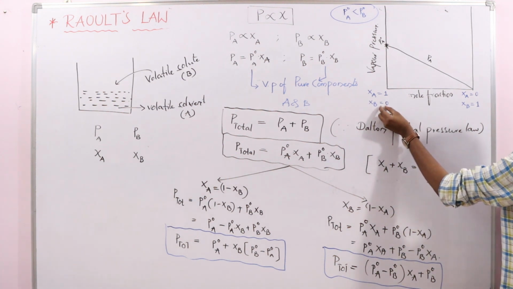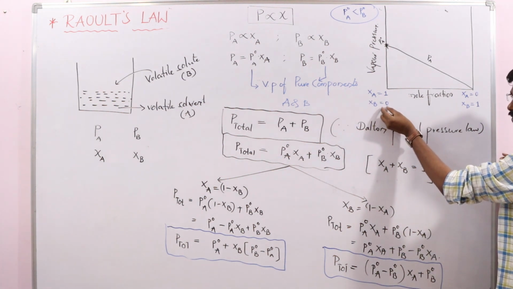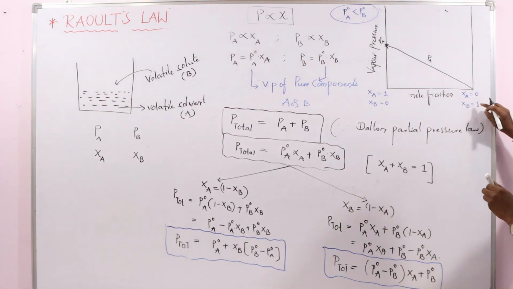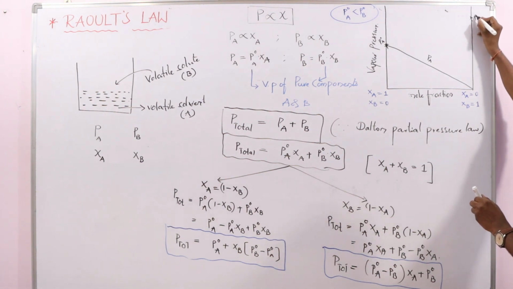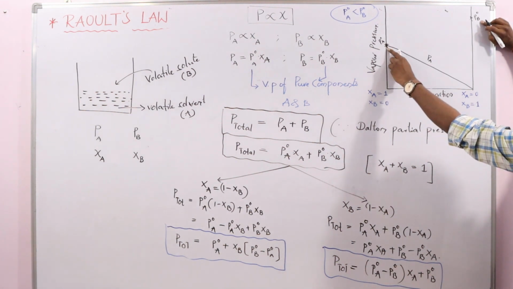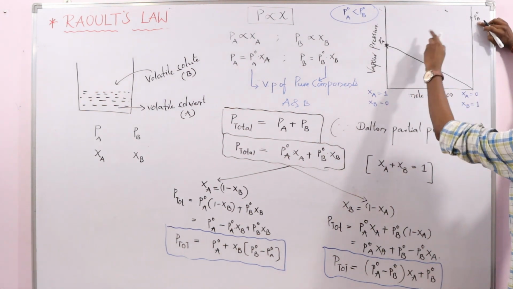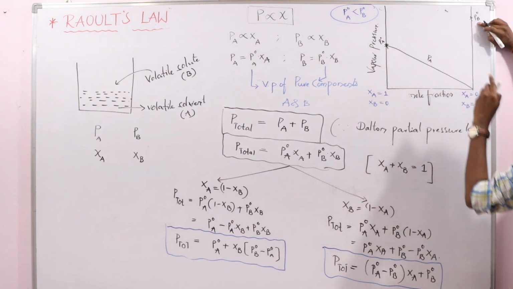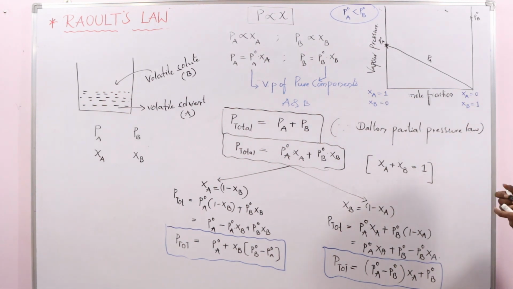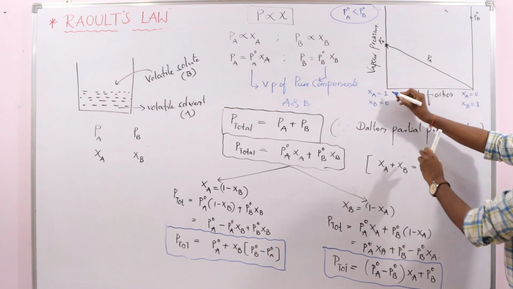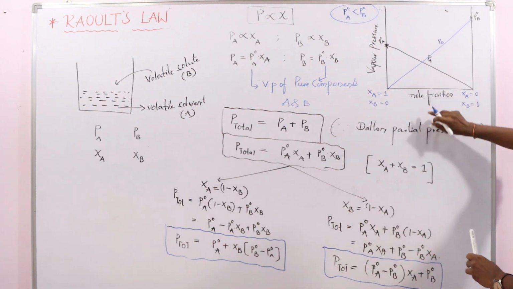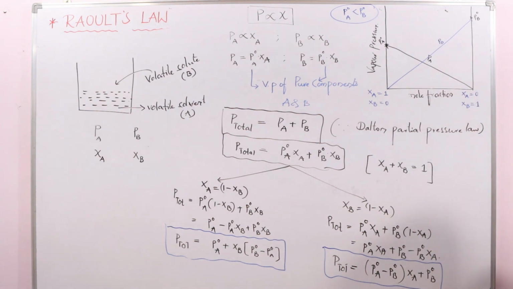Here XB, the mole fraction of solute, is gradually increasing. At pure component B, the vapor pressure that I am showing is P naught B, the pure solute vapor pressure. Just observe that P naught A is less than P naught B. As the mole fraction increases, the vapor pressure also increases. So this curve indicates PB, and this is PA and this is PB.